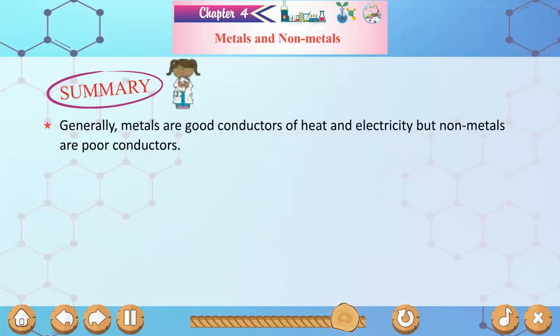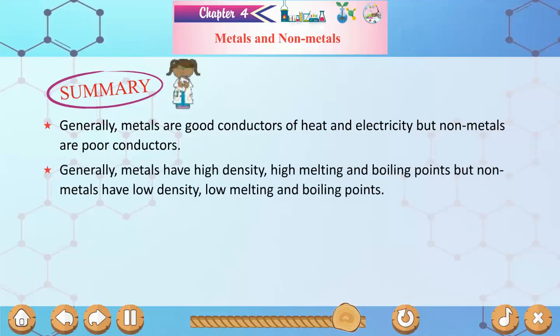Generally, metals are good conductors of heat and electricity, but non-metals are poor conductors. Generally, metals have high density and high melting and boiling points, but non-metals have low density and low melting and boiling points. Metals are sonorous, but non-metals are not.